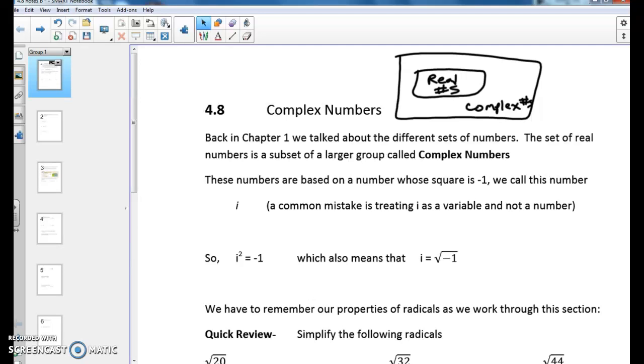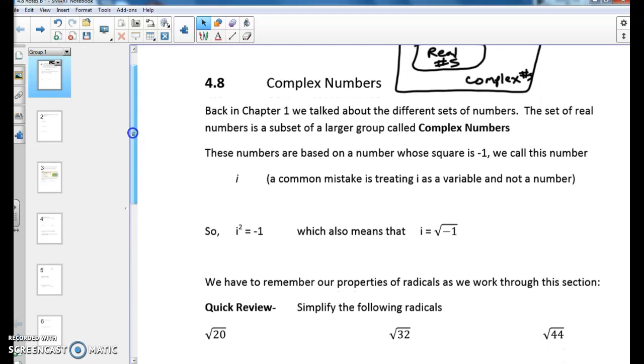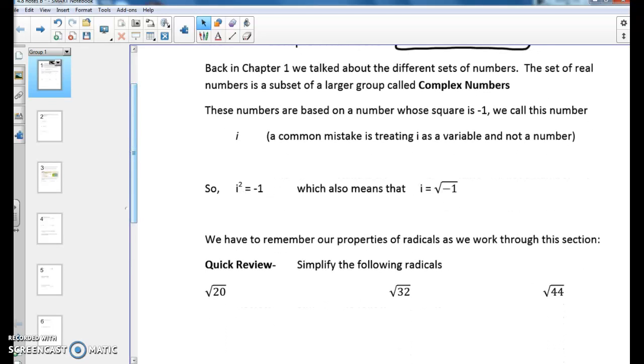Complex numbers are a little goofy because they're based on a number whose square is -1. And we call this number i. Now i in this case is a number. A common mistake is treating i as a variable and not as a number. So i squared equals -1.